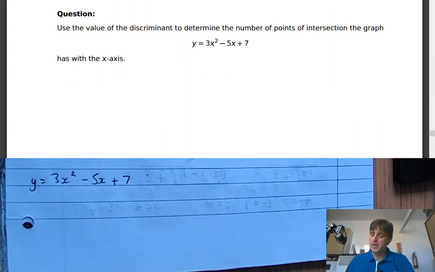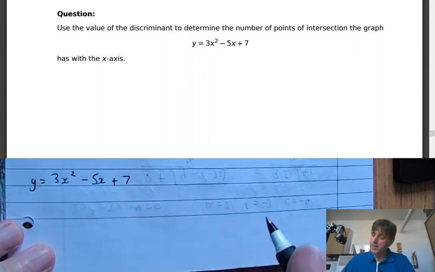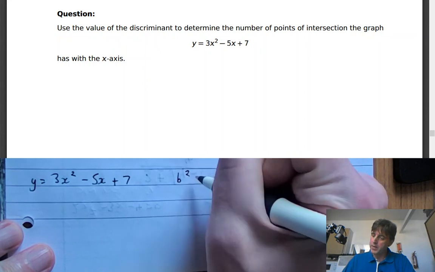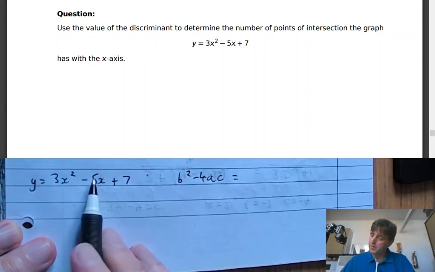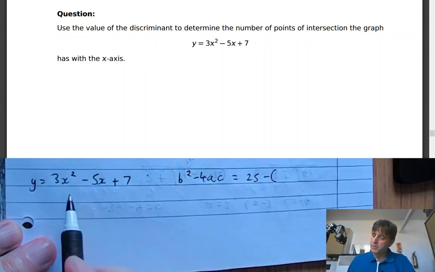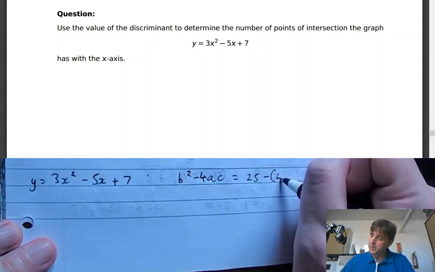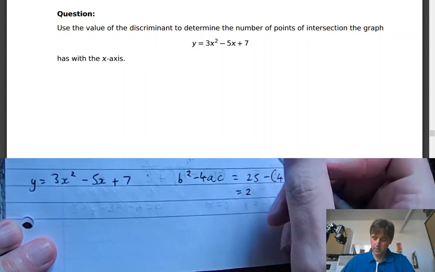Okay, here we go. Let's see how we did here. So let's calculate first of all the value of the discriminant, the b squared minus 4ac. In this particular case, b is going to be -5. So -5 squared is 25. And then 4 times 3 times 7 is the 4ac, which I think becomes 84.